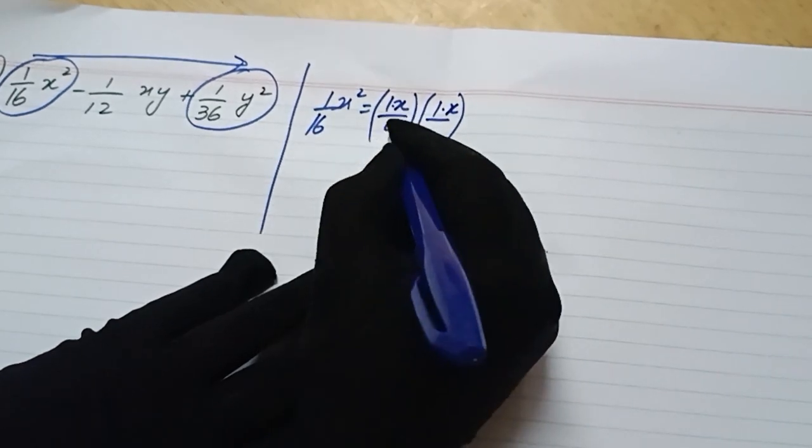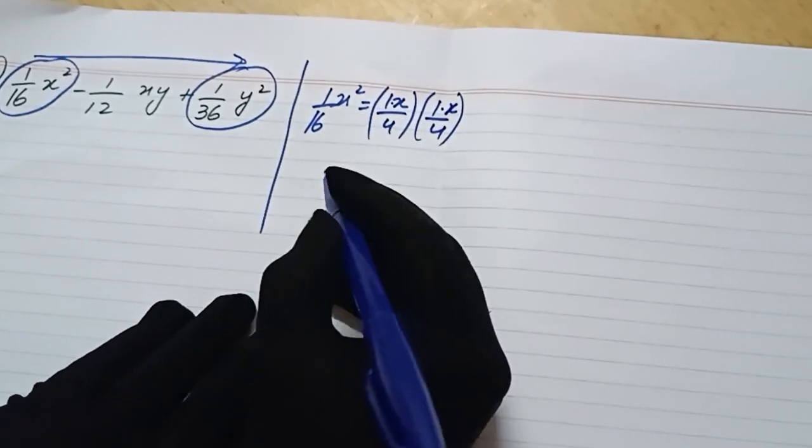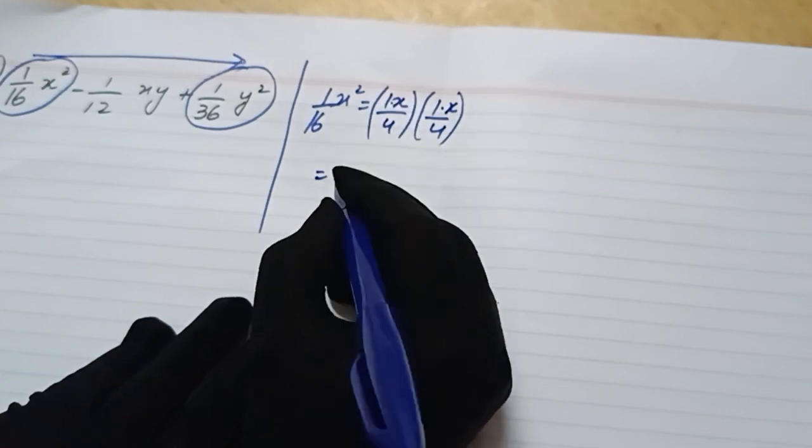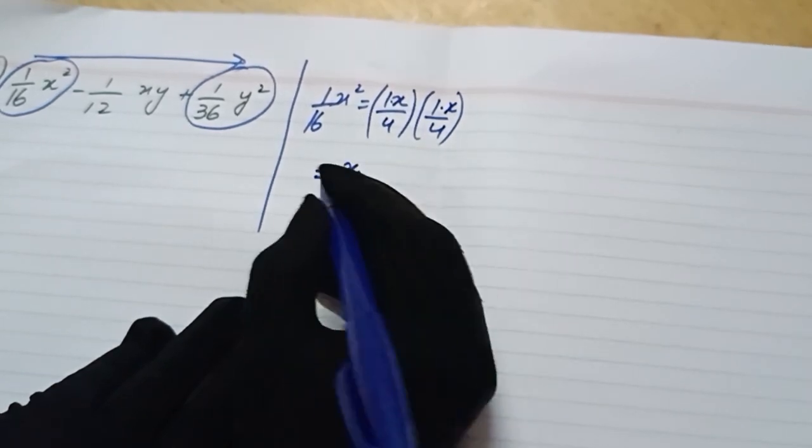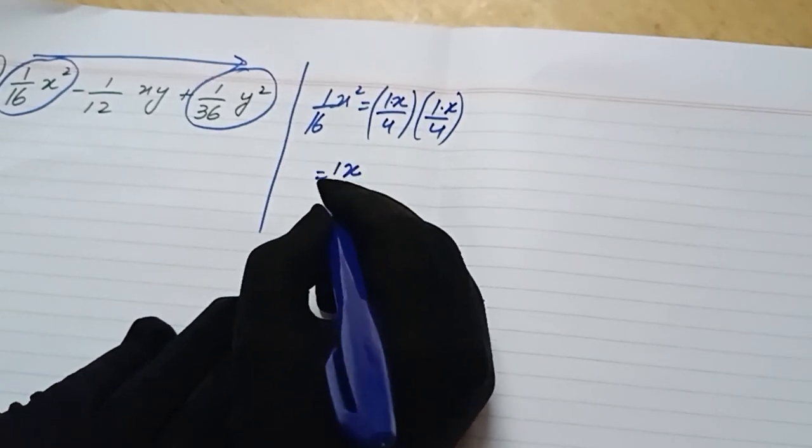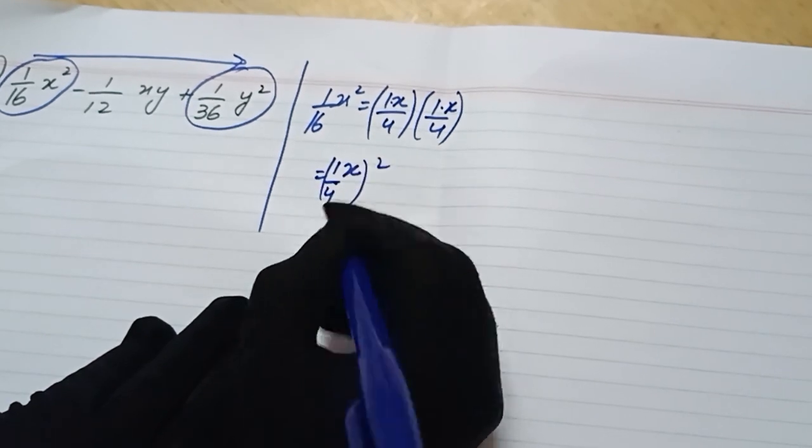Denominator 16, so 4 4s are 16. So the equal factors are 1 times x, you can write as x over 4, or 1 by 4 also, no problem. In both ways you can write 1 by 4x whole square.